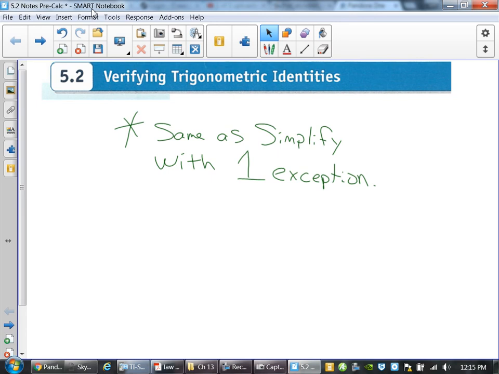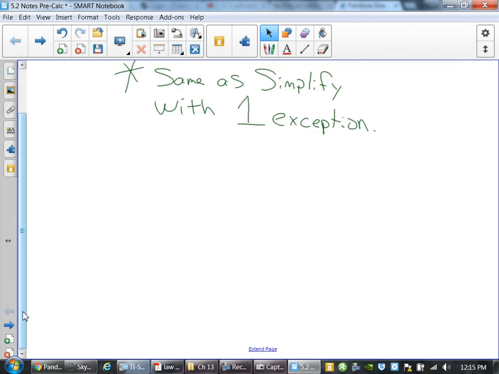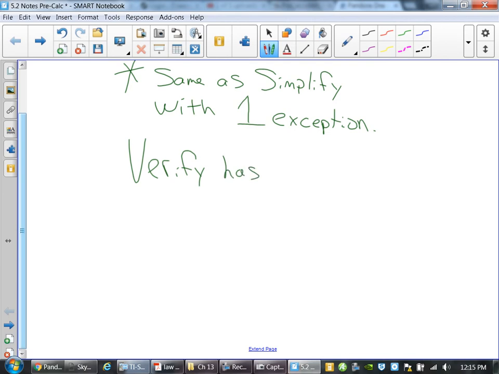with one exception. The only difference between simplify and verify is verify has an equal sign. Verify has an answer. It tells you what you're supposed to have when you're done. That's the only difference. So instead of not knowing if you've simplified far enough, now you will when you reach what it tells you it should look like. So that's the only difference here.